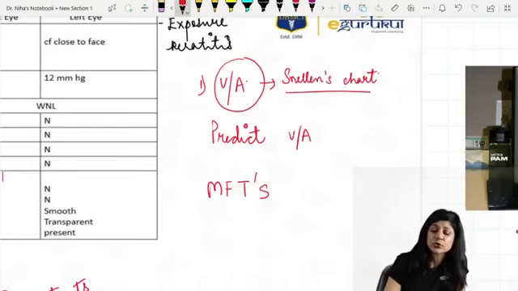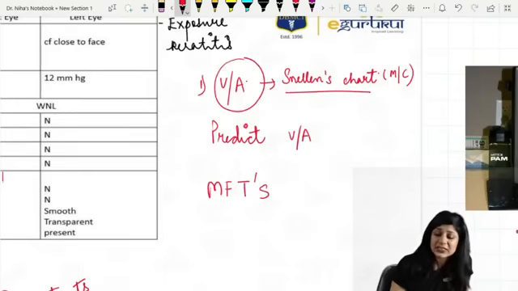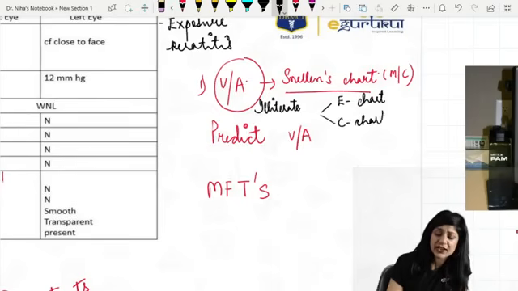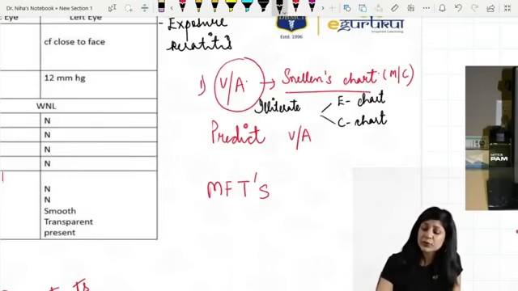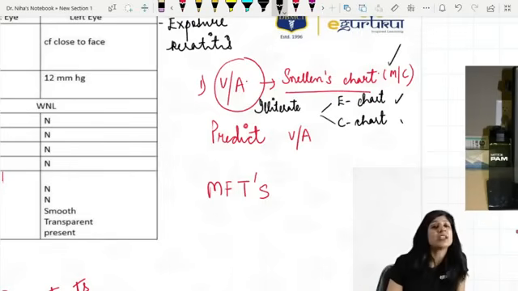Snellen's chart is the most commonly used visual acuity chart, but if the patient is illiterate and you are not able to use the Snellen's chart, then you can use the E chart or the Landolt C chart. In this case we have a 61-year-old female who is a farmer. If she is not able to read the Snellen's chart, I can go with the E chart or the Landolt C chart. We can also do the broken ring test, any of these.